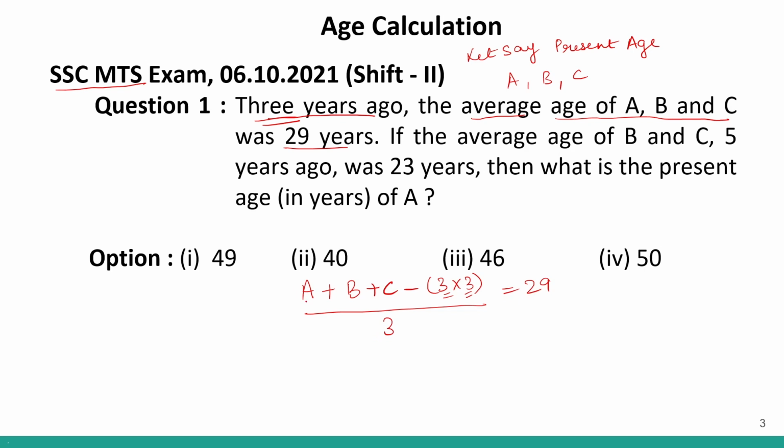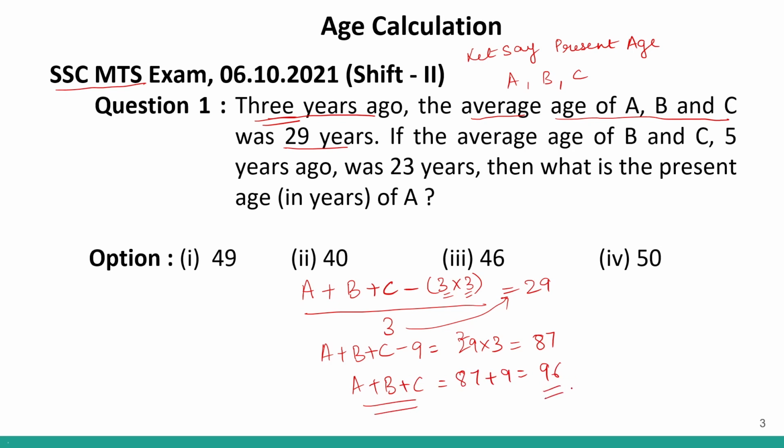From this, can we get the sum of A, B and C present age? Yes. So on solving, A plus B plus C minus 9 will be equal to 29 into 3. Correct? 3 will come this side. So 29 into 3 is how much? This is 87. And I'll take this 9 this side, so A plus B plus C will be 87 plus 9, which will be equal to 96. So 96 is the sum of present age of A, B and C.